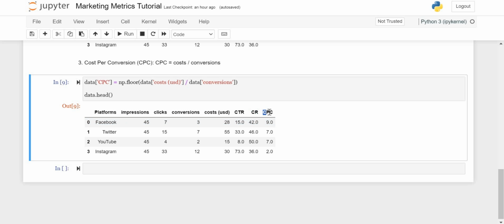Now, the third one here, which is the CPC, tells us how much you spent on advertising for each conversion that you actually made. So lower CPC is generally better. Why? Because it means you are acquiring conversions at a lower cost. So this is the lowest value.